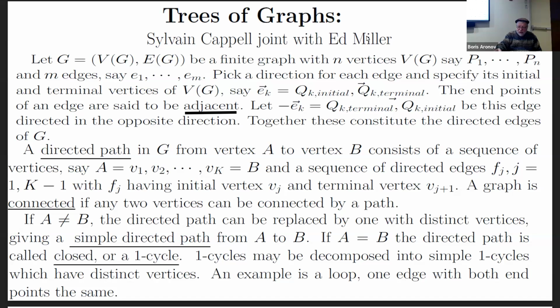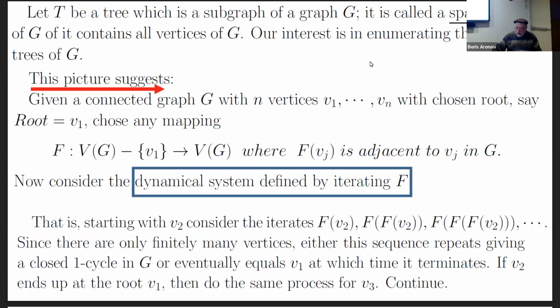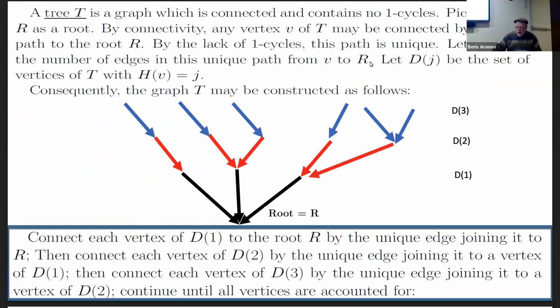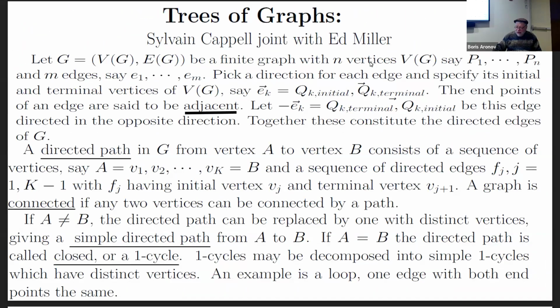So G here is a finite graph with vertices, which are listed over there, and edges. The vertices are P1 through Pn, the edges are E1 through Em over there. And we're going to orient the graph so that every edge is going to get an initial vertex and a terminal vertex.